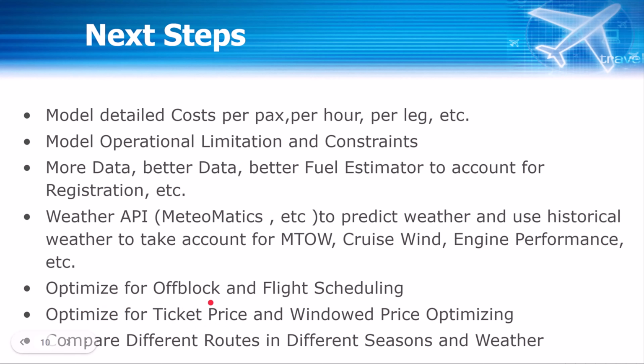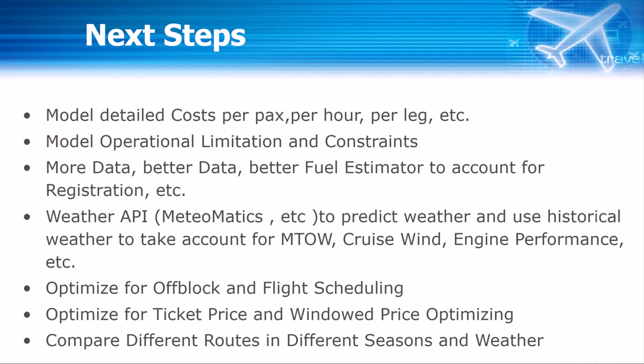Another important and interesting solution or idea is optimize for ticket price. You can optimize for the ticket price and window price optimizing, so to tempt the passengers to buy your tickets, not your competitive. Based on your revenue, you can see, okay, if I do the flight at this time and I have this much of cargo and this much of passenger, then I have a very good revenue, so I can put some discounts on the ticket price, so more passenger would come to me and I will again get more revenue. These are the most crazy ideas you can use with these tools.